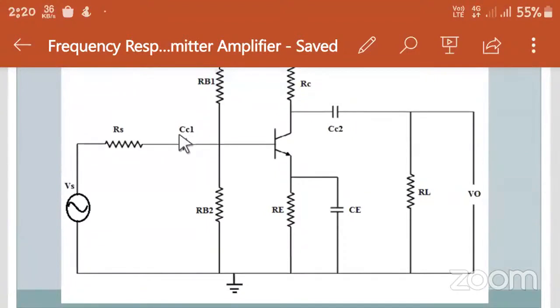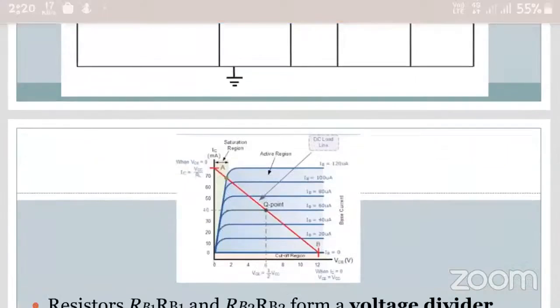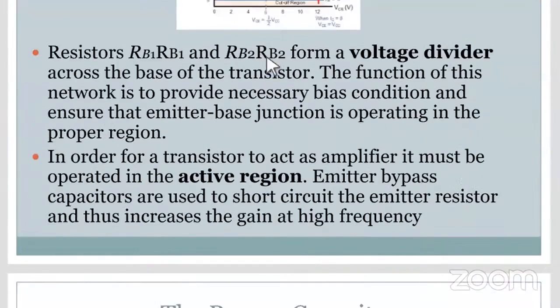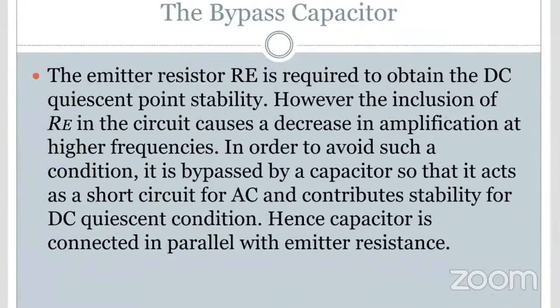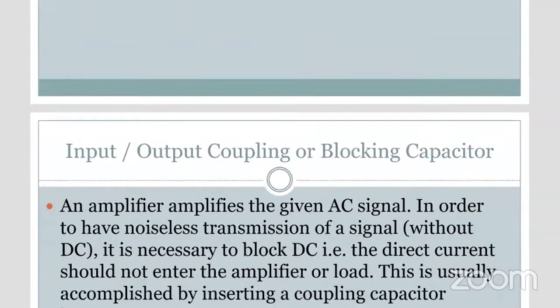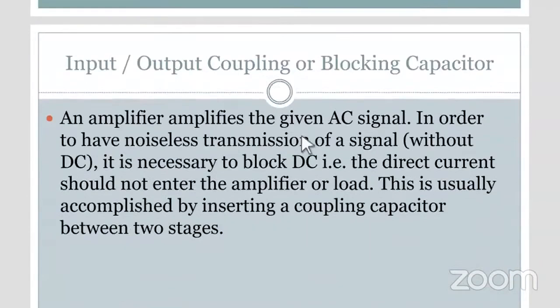Now coming forward, it is also used to couple the input voltage source to the voltage biasing and the NPN transistor, and this capacitor is used to couple the transistor and the output circuit. Now just coming to the slides forward, as I mentioned about the CE capacitor, it is used in order to maintain the operating point or the quiescent point in the active region. Moving forward, those are the bypass capacitors. Why do we use the bypass capacitors? Now the coupling capacitors or the blocking capacitors. As the name suggests, an amplifier amplifies the given signal.